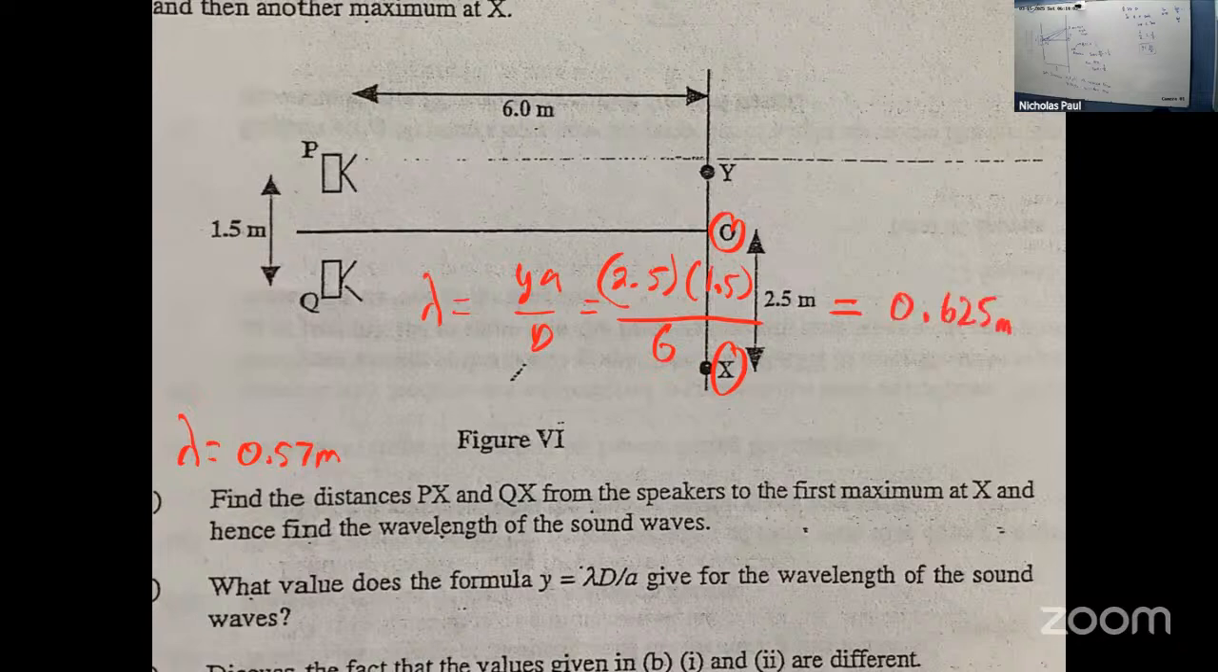Why are they different? One is 0.625 and one is 0.57. Why are they different? Come on, face the board.